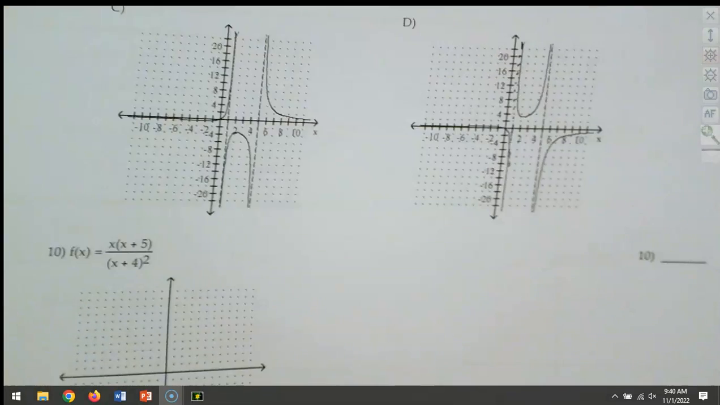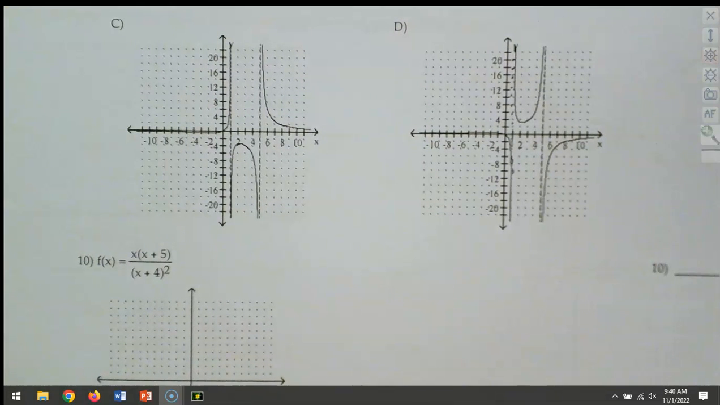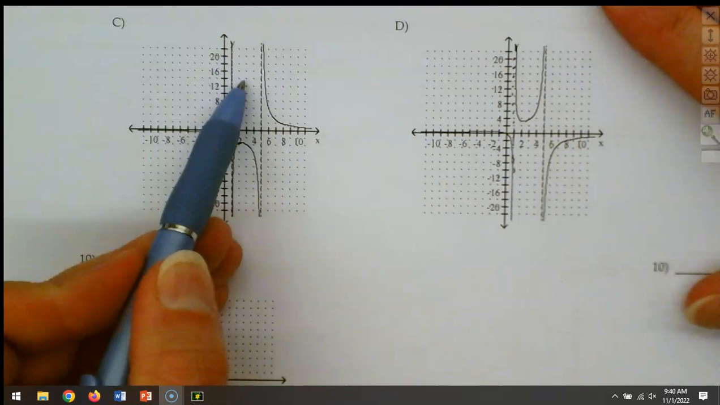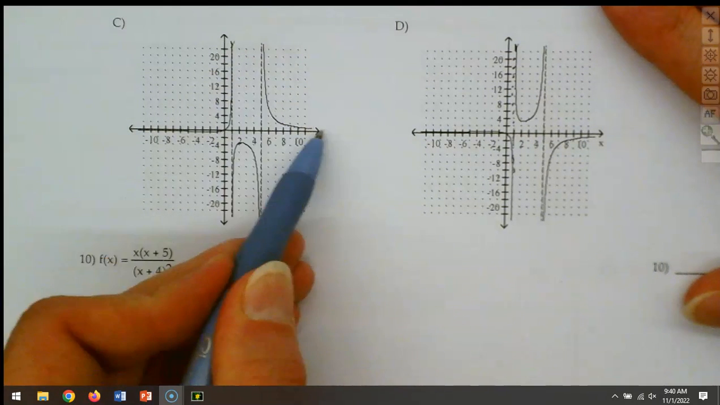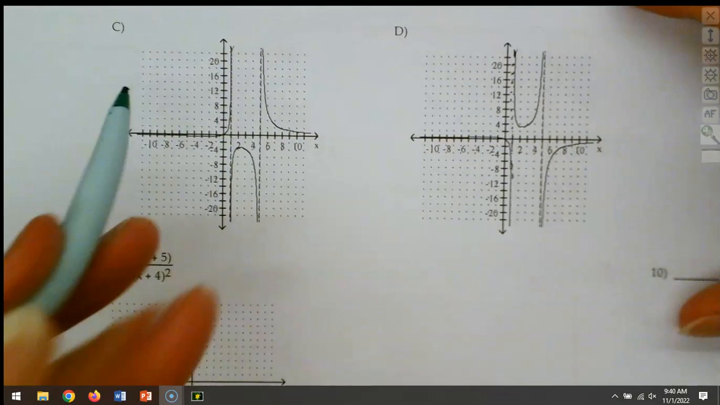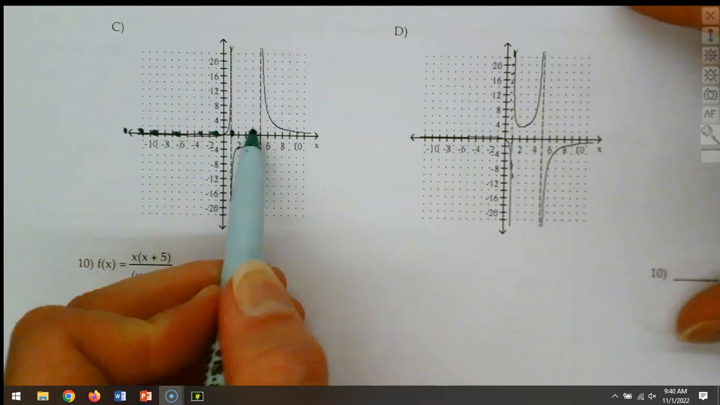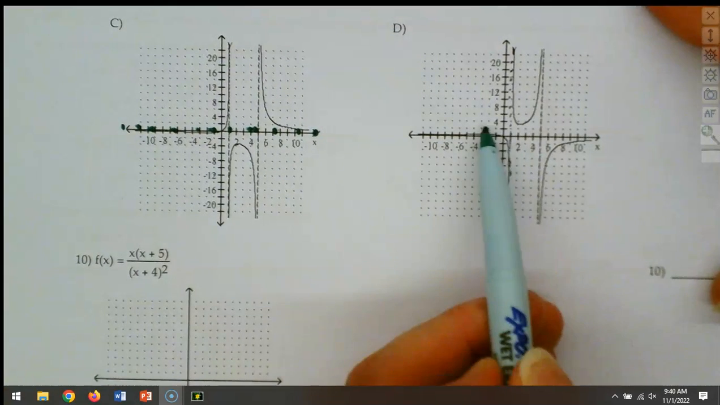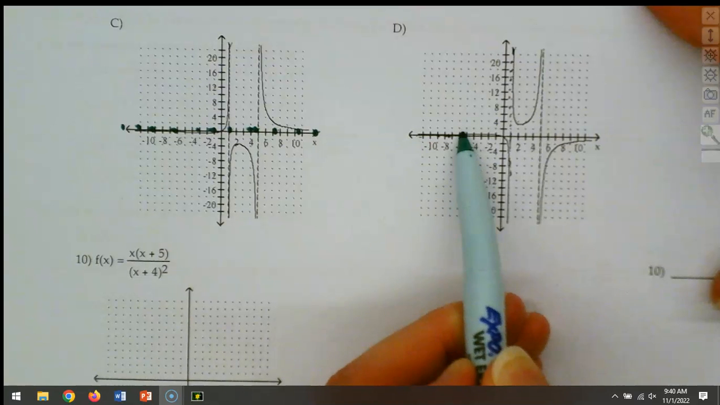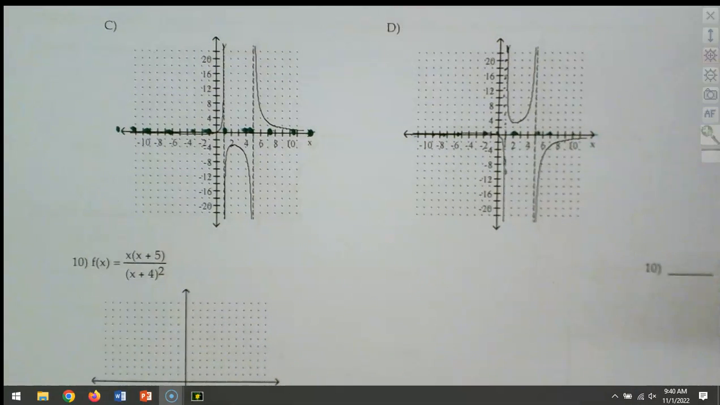What about C? Does it look like it goes to 0? Yep, because here it crosses and slides back up. So it's going to 0. Same thing here. So this one also is still a possible choice. And same thing with C. Right? Pops above it, goes back down. So C and D are still choices.